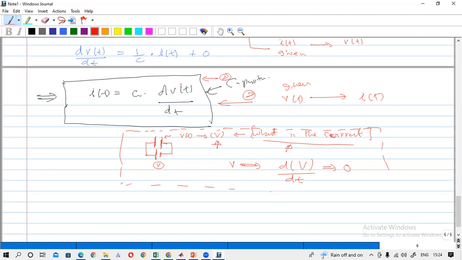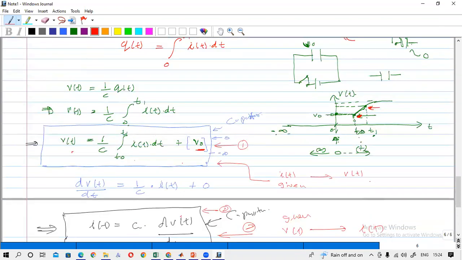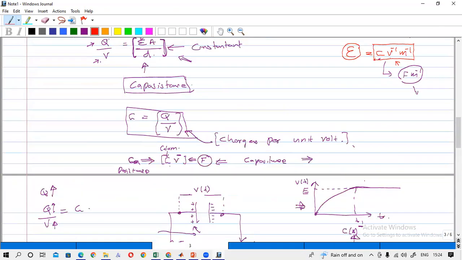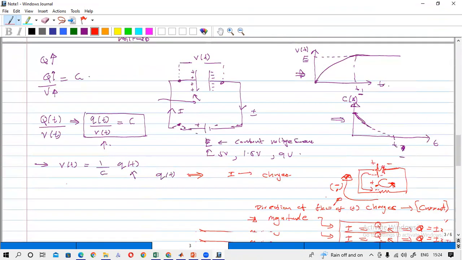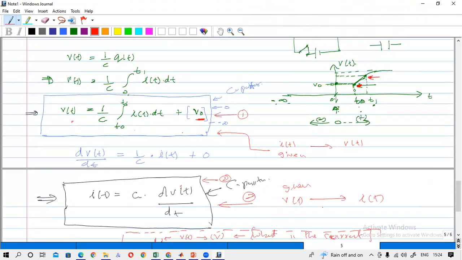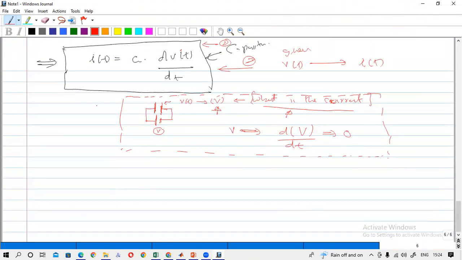I think that is enough for the explanation of the capacitor. But another thing is the power, and the energy across the capacitor. So we will check that one also, how we can figure that out.